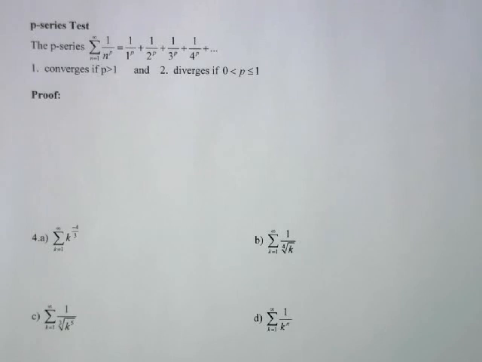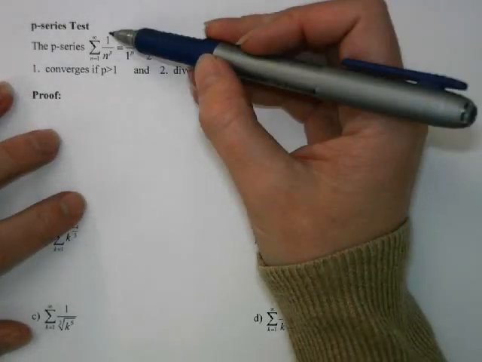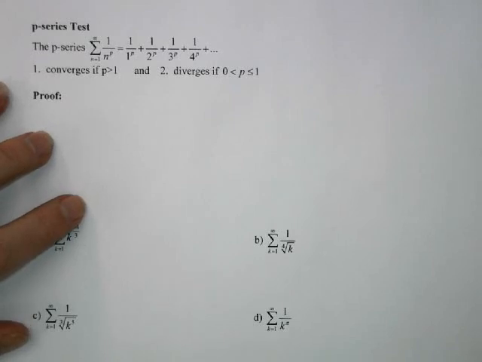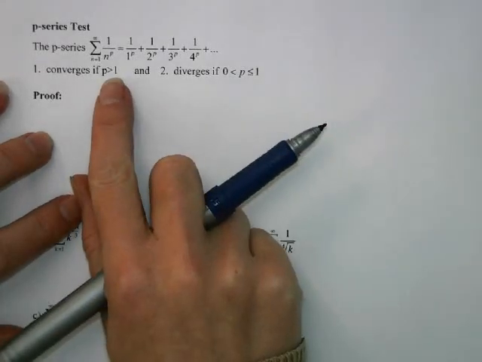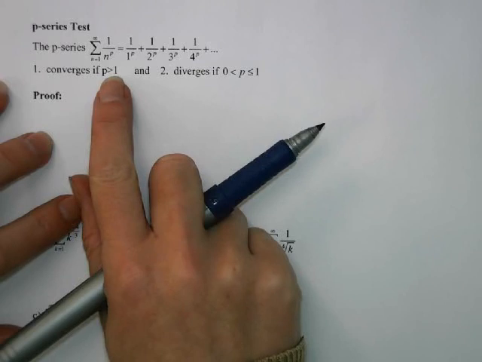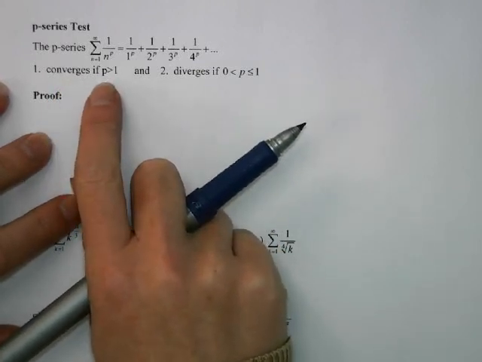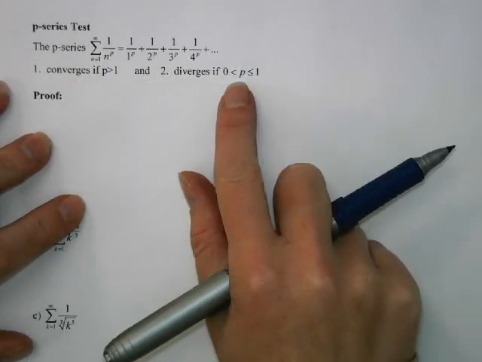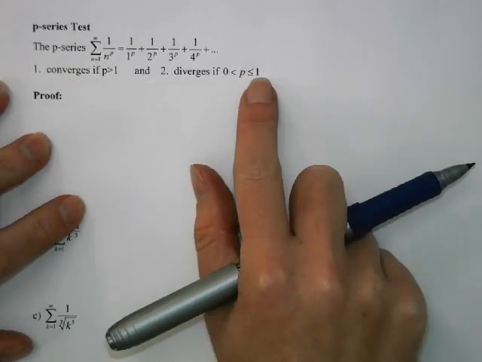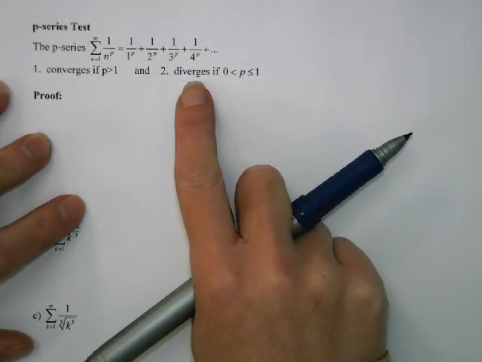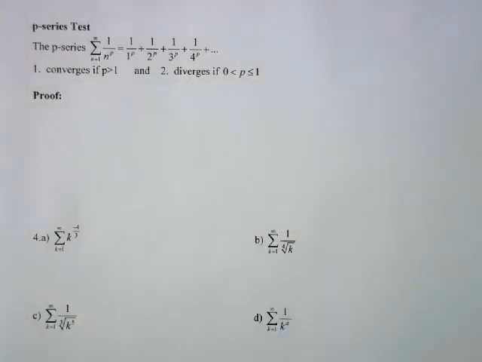Next is a p-series. So the p-series is 1 over n to the p, some power. There's 2 conclusions. If p is greater than 1, then the series is going to converge. So if you've got 2, 3, 5, the series is going to converge. If p is between 0 and 1, including 1, which would make it the harmonic series, it's going to diverge.